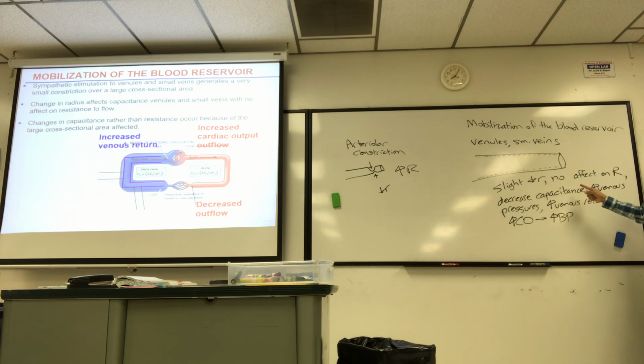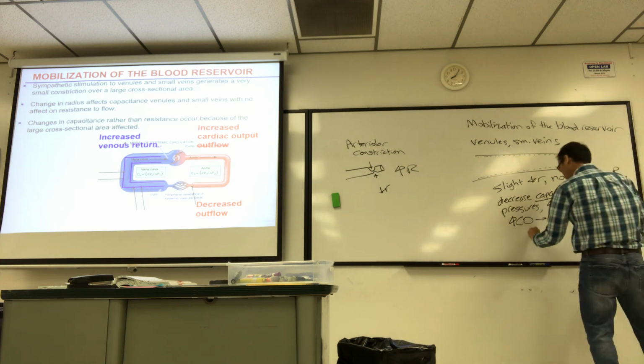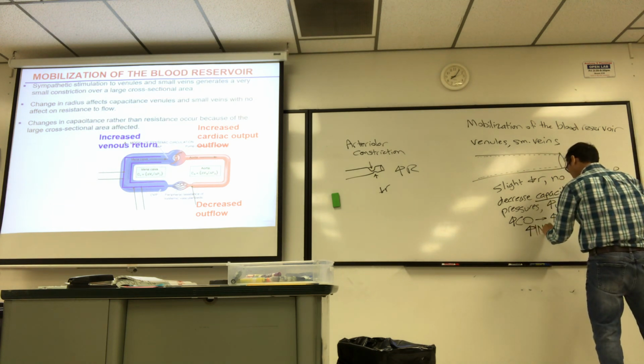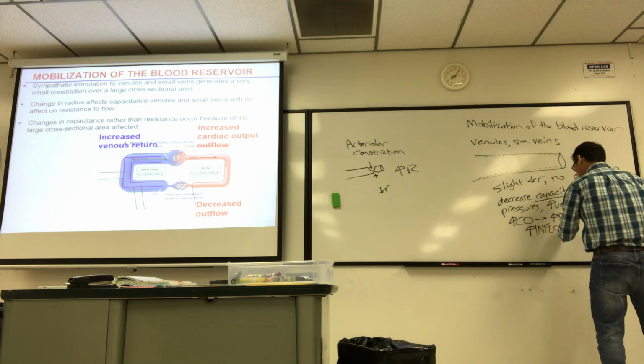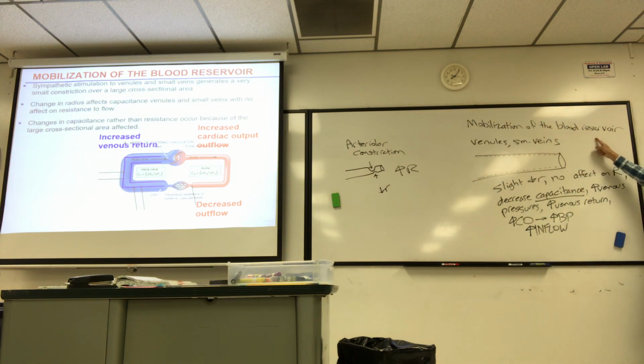Think about this. Slight change in radius. You don't affect resistance. What do you affect? Capacitance, how much it can hold. Increased pressure, increased return, increased cardiac output, increased BP. Okay. What you're doing is you're increasing the inflow by increasing the cardiac output. You're increasing the inflow of blood into the arteries. That's why they call it mobilization of the blood reservoir.